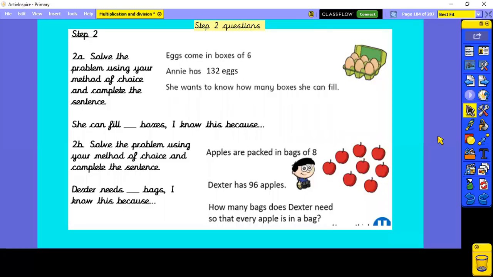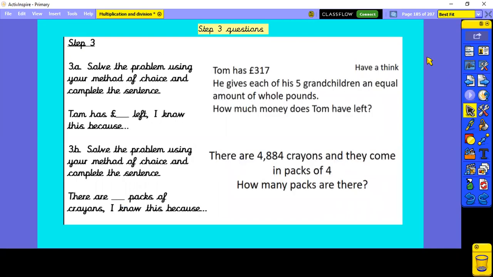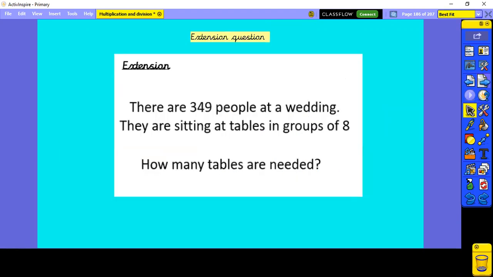Okay, year 5, here are the step 2 questions on the screen now. So pause the video and just have a go at these, okay? Okay, and now on the screen I have the step 3 questions. So pause the video and try your best to have a go if you can. Okay, and for those of you that want a challenge, I now have the extension question on the screen for you to complete in your books.